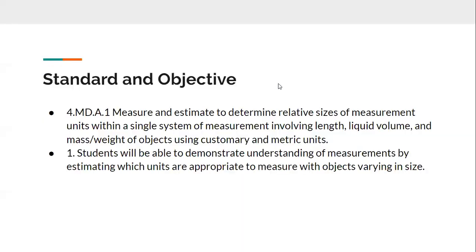So, the standard and objective for this lesson plan. 4.MD.A.1. Measure and estimate to determine relative sizes of measurement units within a single system of measurement involving length, liquid volume, and mass or weight of objects using customary and metric units. And my objective is students will be able to demonstrate understanding of measurements by estimating which units are appropriate to measure with objects varying in size. This is a lesson I taught in Paris, so this is a Tennessee 4th grade math standard.